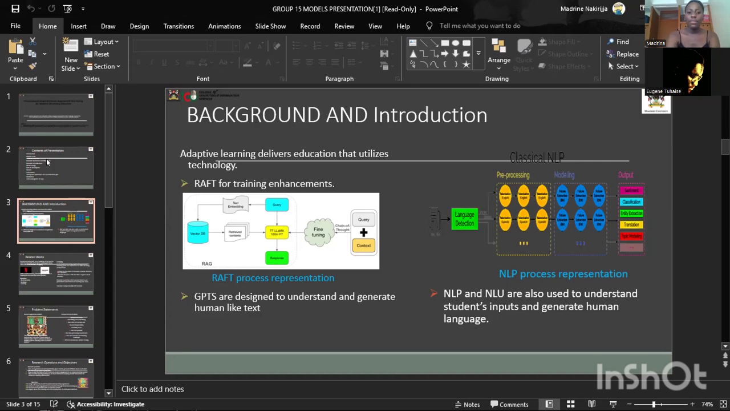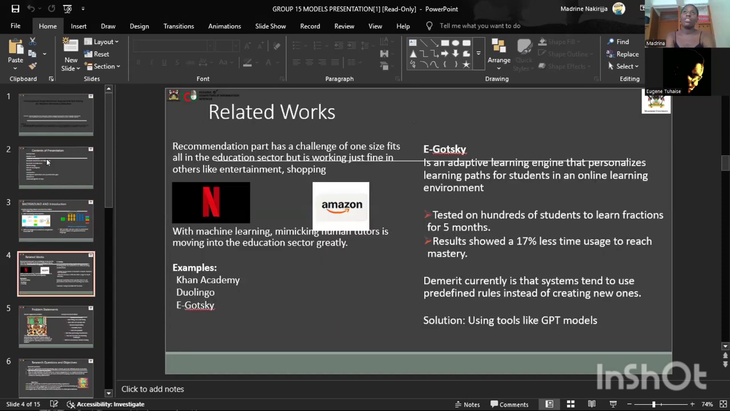Having given you an introduction, there are very many people who have actually tried to do this, and this comes in under related works. We say that recommendation has the challenge of one size fits all, because when they're recommending something, sometimes they think it fits everyone.